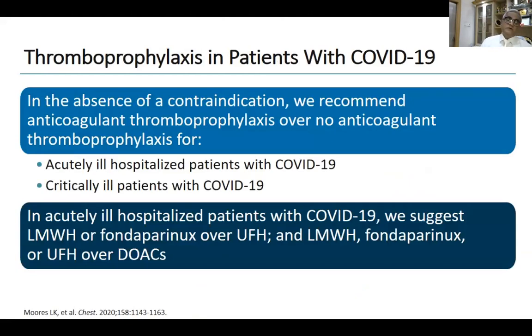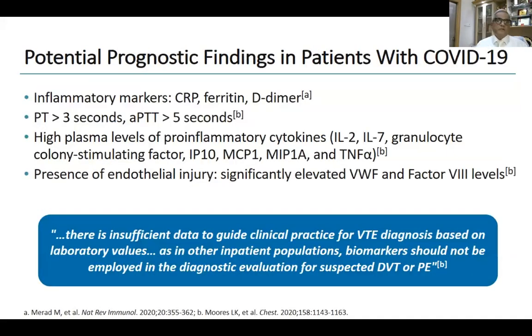Thromboprophylaxis has also been found to be an extremely important part of treatment in COVID-19 infection. In the absence of contraindication, we recommend anticoagulant thromboprophylaxis over no anticoagulant thromboprophylaxis, particularly for acutely ill hospitalized patients and critically ill patients with COVID-19 infection. In acutely ill hospitalized patients with COVID-19, we suggest low molecular weight heparin or fondaparinux, and later on we also give NOAC, which is an important component of therapy.